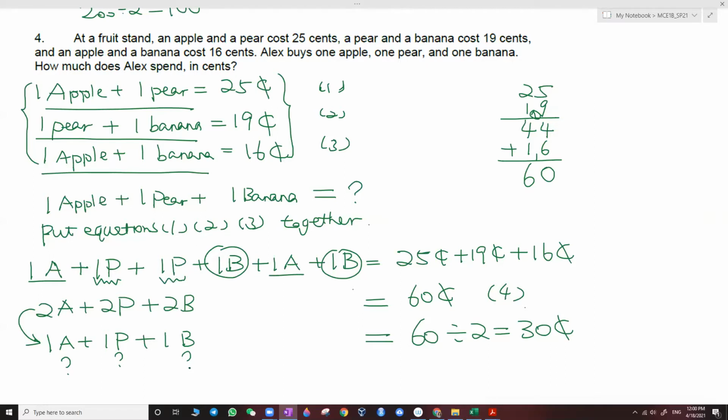What is the question asking? The question is asking collectively, all together, 1 of each. How much does that cost? And if we can answer that question, we're done. Without knowing how much 1 apple, 1 pear, or 1 banana would cost, we stop here, 30 cents. Okay, guys?